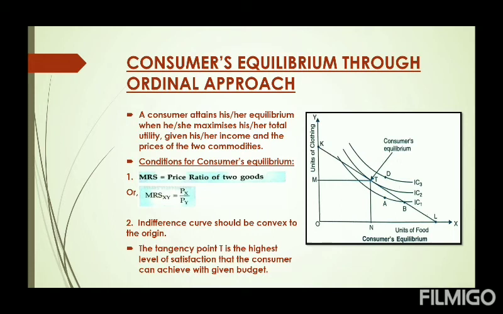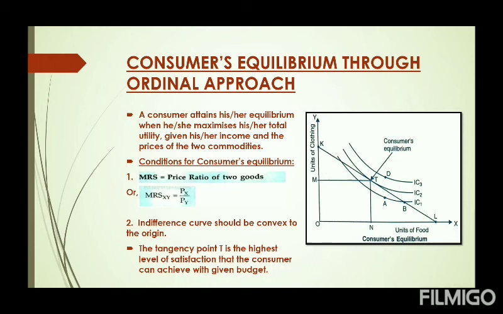But in the ordinal approach, we have two different concepts, the budget line and the indifference curve. So a consumer will reach equilibrium when he can maximize total utility with a given budget. That means given income and the prices of the two commodities which he is going to consume. Now we can understand this 6 marks long question with this diagram.